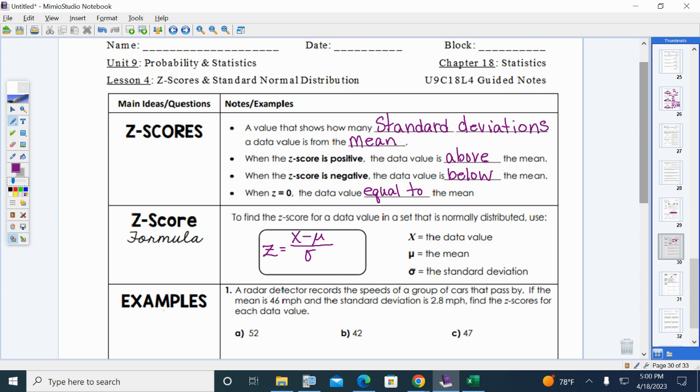So the z-score formula, to find the z-score for a data value in a set that is normally distributed, you're going to use this formula. Z is equal to x minus the mean divided by the standard deviation. So Z is your z-score, x is the data value. And again, mu is the mean, and sigma is your standard deviation. So let's look at some of these examples.